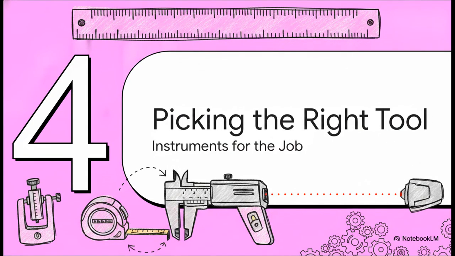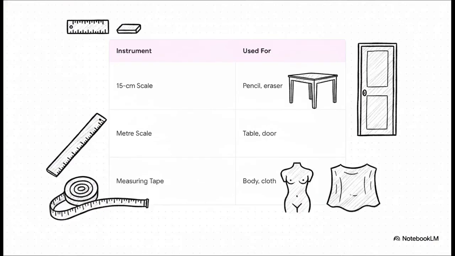All right, section 4, picking the right tool. Because having a universal system is great, but it's really only half the puzzle. You still have to pick the right instrument for the job. I mean, you wouldn't use a tiny plastic 15-centimeter scale to measure a massive door, right? And you definitely wouldn't use a stiff wooden meter stick to measure someone's waist. You have to match the tool to the object.